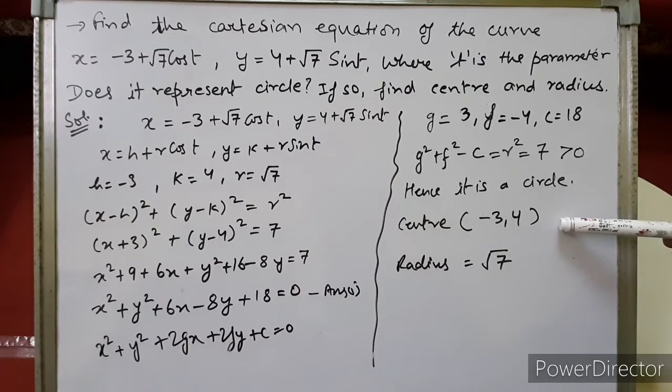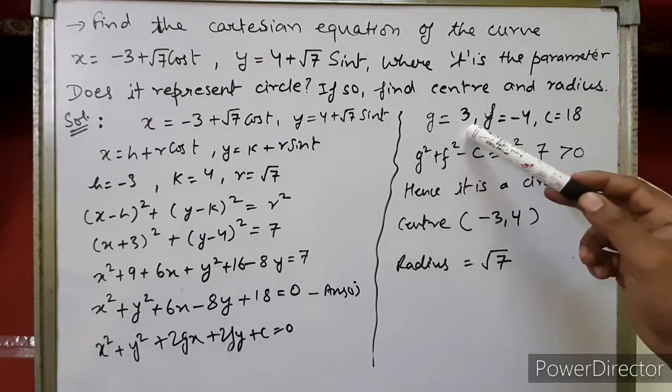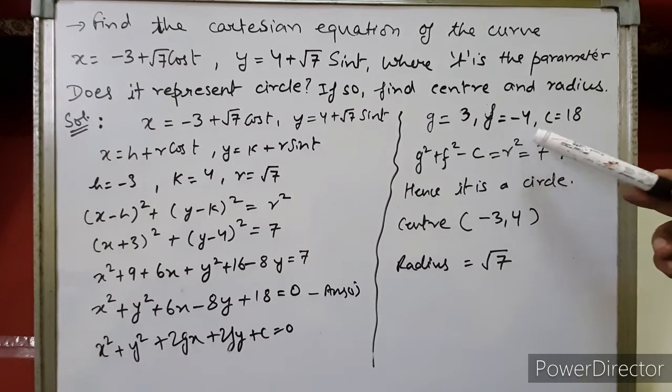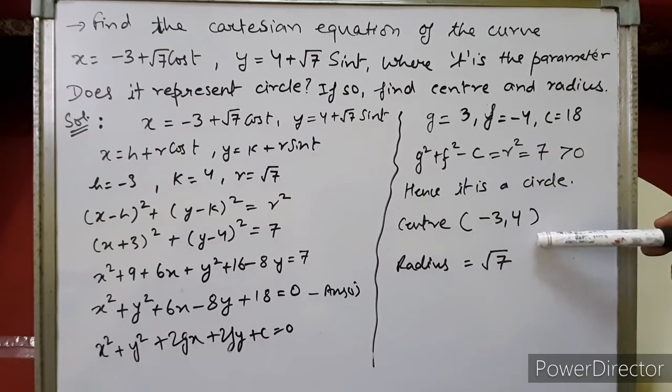The center coordinate is (minus g, minus f). g is 3, so minus g is minus 3; f is minus 4, so minus f is plus 4. And the radius is root 7. Alright children, note down please.